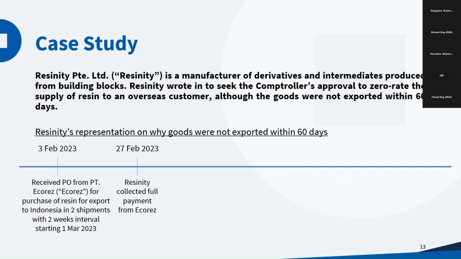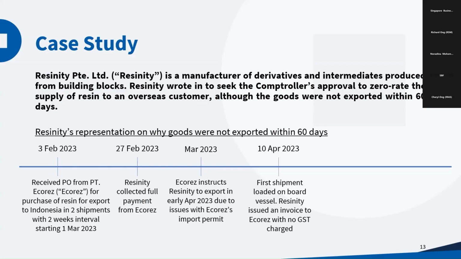On 27 February 2023, they collected full payment from Ecoris. And in March 2023, Ecoris instructed Vicinity to export in early April 2023 due to issues with their import permit. And on 10th of April 2023, the first shipment went out and Vicinity issued an invoice to Ecoris with 0% GST.